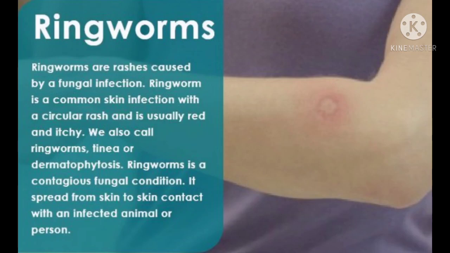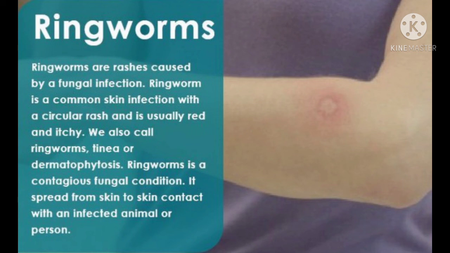The most common way for infectious diseases to spread is through the direct transfer of bacteria, viruses, or other germs from one person to another. Now, for example, let's look at ringworm. Ringworm is a rash caused by a fungal infection. It is a common skin infection with a circular rash that is usually red and itchy. We also call ringworm tinea.